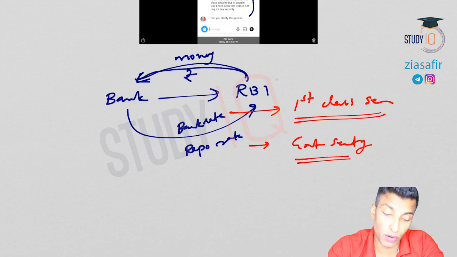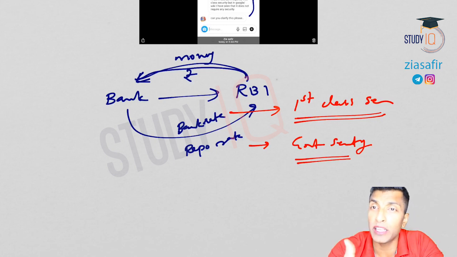Now, which one is more secure? Government security is more secure. Also, government security is required by the banks to maintain the SLR. So when you are pledging the government security, you cannot do that all the time. Only after meeting SLR, if you have excess government security, then only you can get a loan under repo. Okay, and since in repo you are pledging high or better security, the interest on repo is actually less.